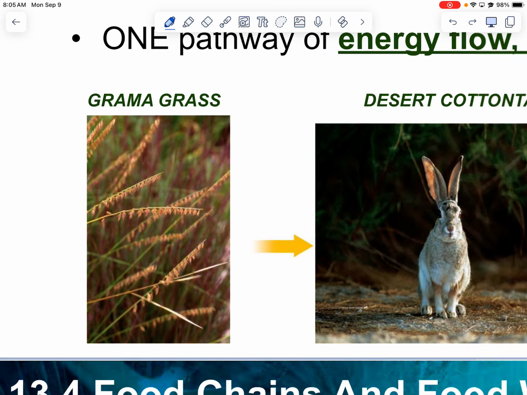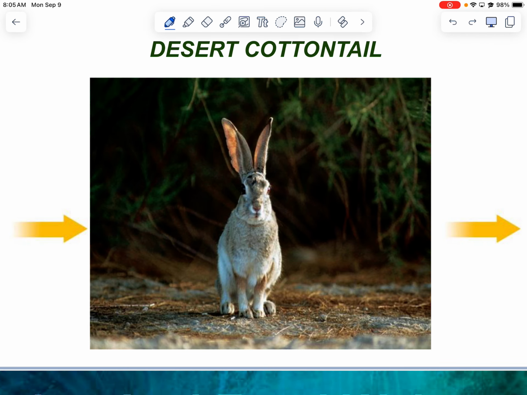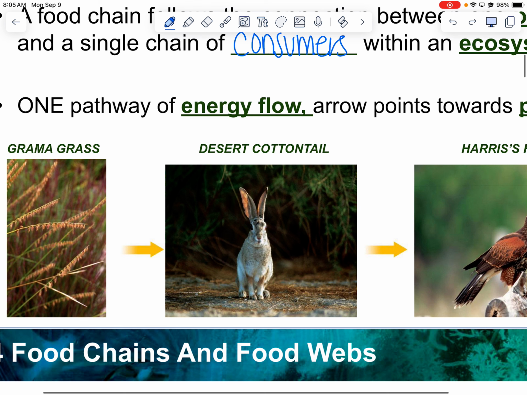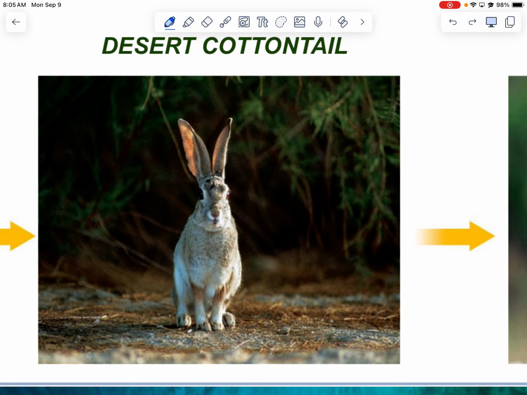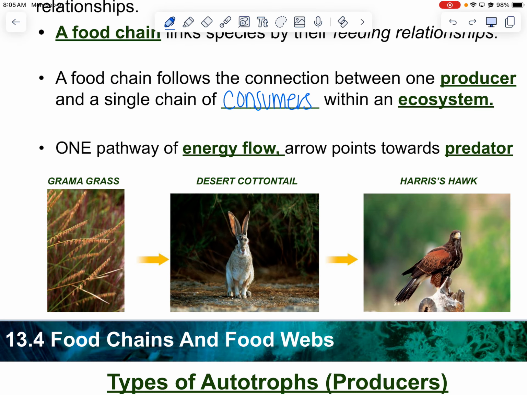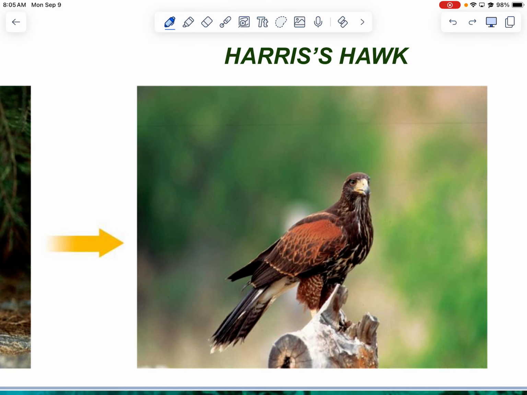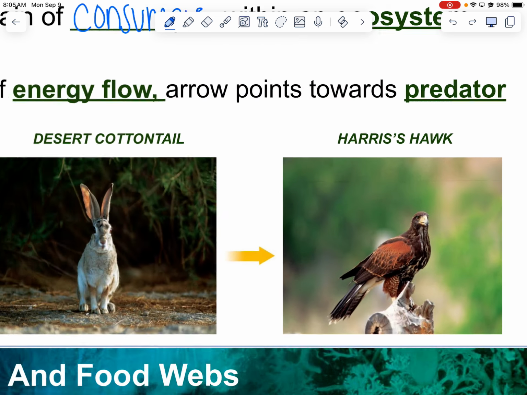Autotroph, very good. Then we have our desert cottontail, our primary consumer / heterotroph / herbivore. There's 3 words that I can represent for that one. What were they again? Primary consumer, autotroph? Heterotroph. And then the herbivore. And then the hawk here is going to be that third. Yeah, so secondary consumer, heterotroph, and it's a carnivore.